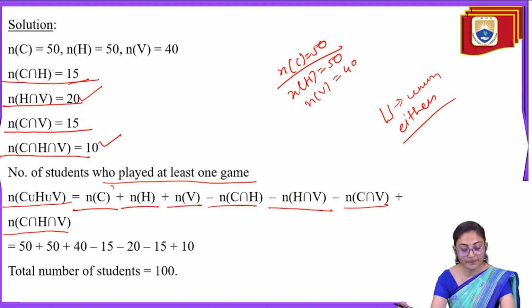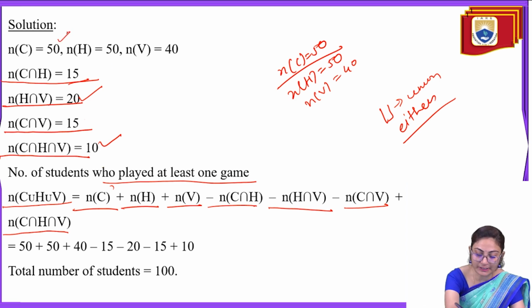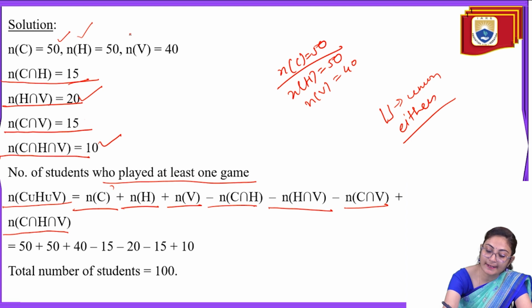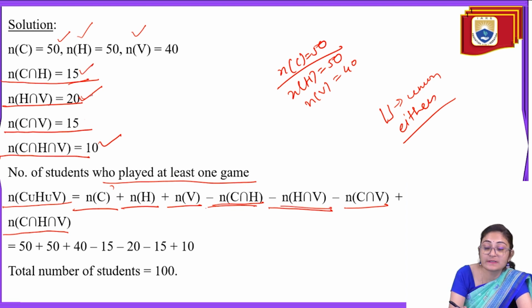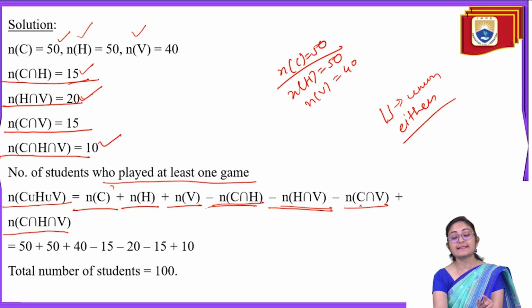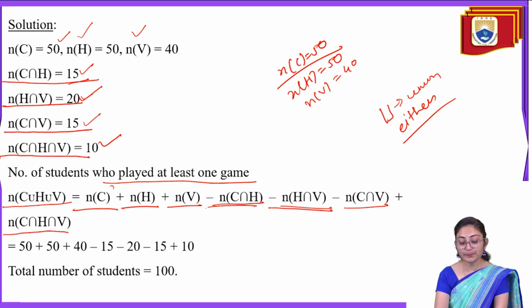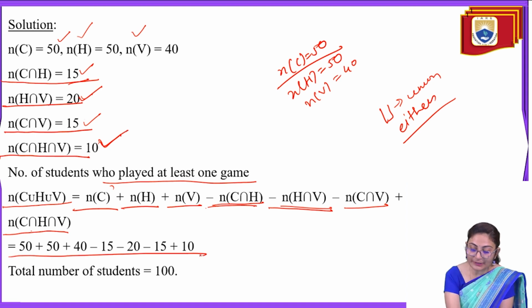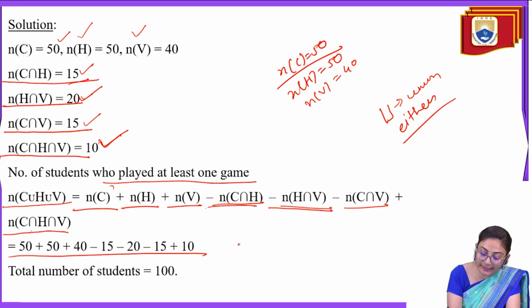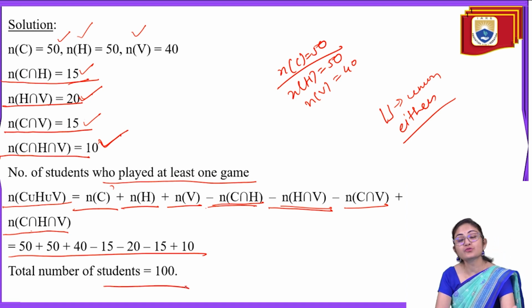Now every value you have: N of C is 50, N of H is 50, N of V is 40. Now N of C intersection H value is 15, N of H intersection V value is 20, and N of C intersection V is 15, and plus N of C intersection H intersection V, this value you have is 10. Now you have to put all these values in this formula and after solving you will get the answer 100. That means a total of 100 students are playing at least one game.